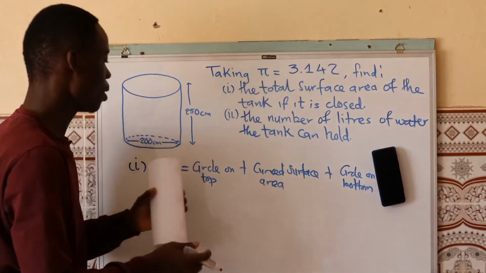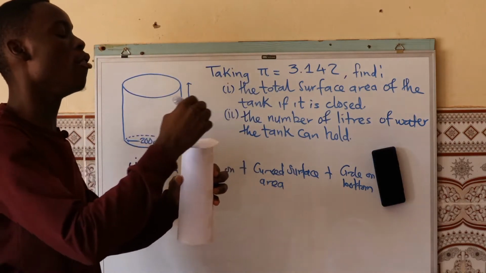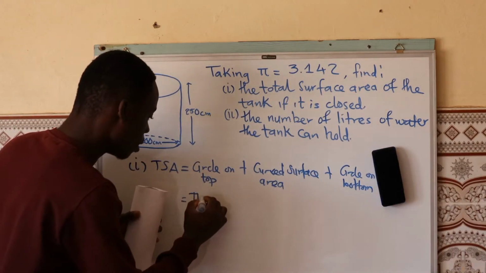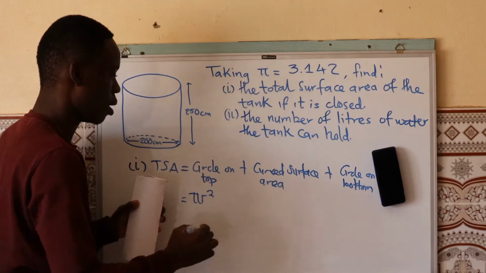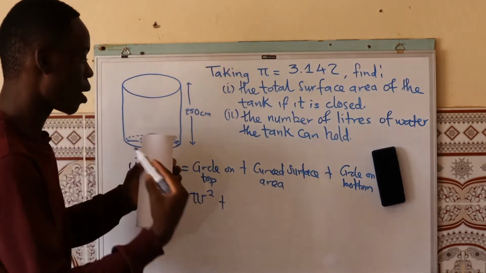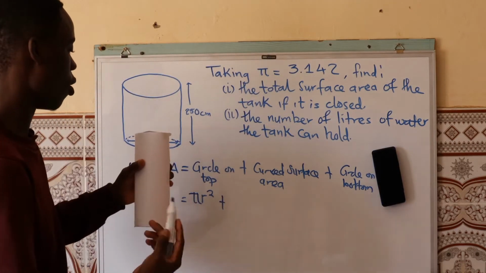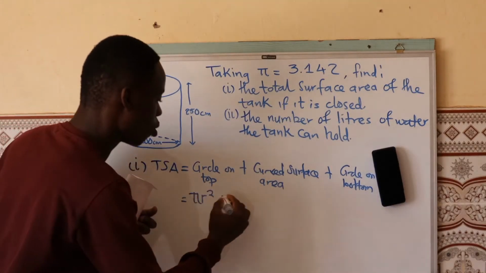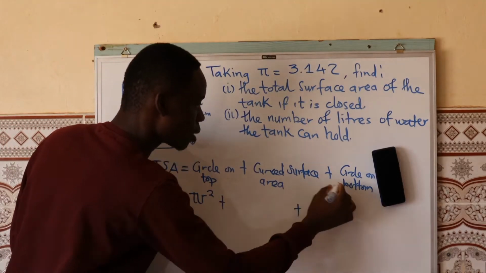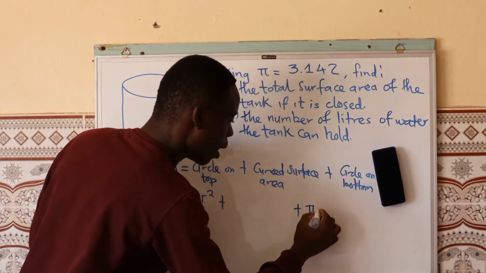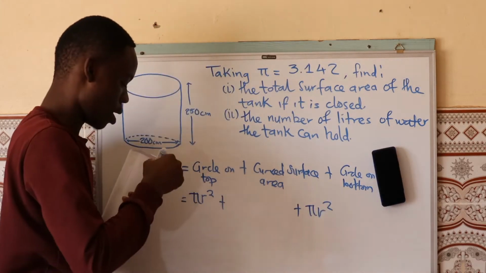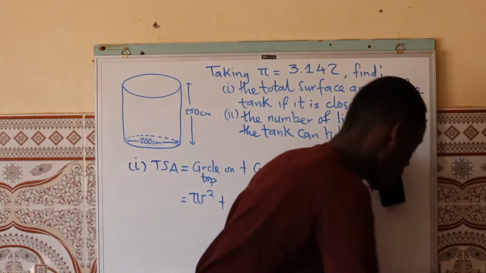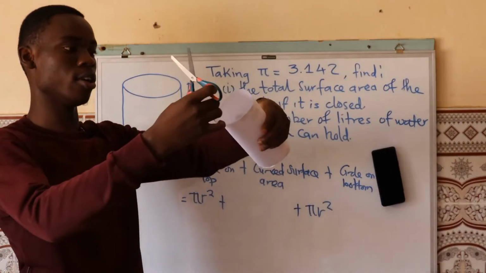Now, what is the formula for finding the area of the circle? The formula for finding the area of the circle is pi r squared. Now, for the curved surface area, I want to explain something. So I'm going to leave a space here, plus the circle on the bottom, which is pi r squared.